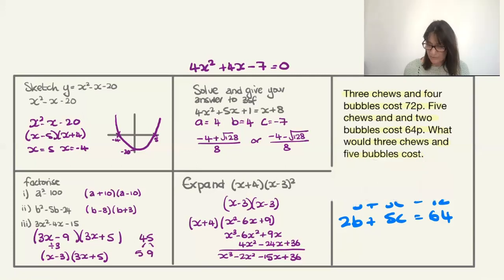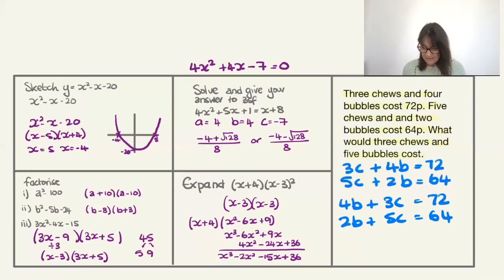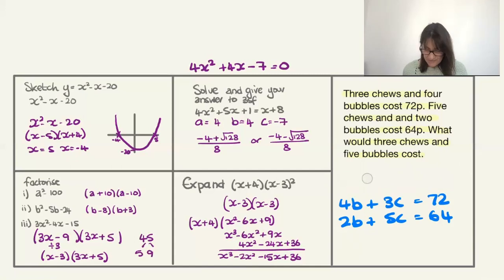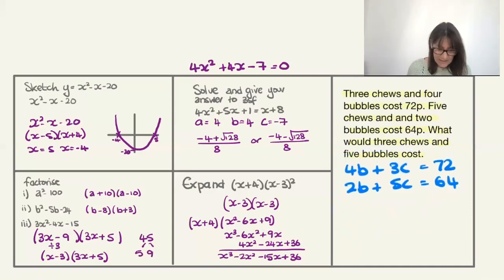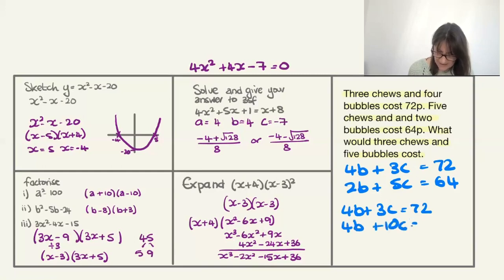To sort of finish this off. Oops, that was too big a rubber, wasn't it? Let's just get rid of that and move this up so we've got a bit of space. There we go. Now, if I multiply the bottom by 2, that's going to give me, keep the first, so 4b plus 3c equals 72. And then I've got 4b plus 10c equaling 128.